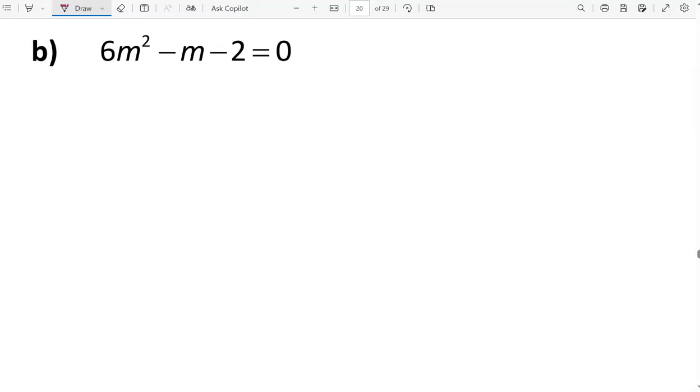Let's try one more. 6m squared minus m minus 2. Since the highest power of m is 2, I'm expecting two solutions. So this one, we don't need to factor out a GCF first. We're just going to factor the trinomial. So a is 6 and c is -2. That gives us an ac of -12. And we need a pair of factors that add up to -1, which is the value of b. Those will be -4 and 3.